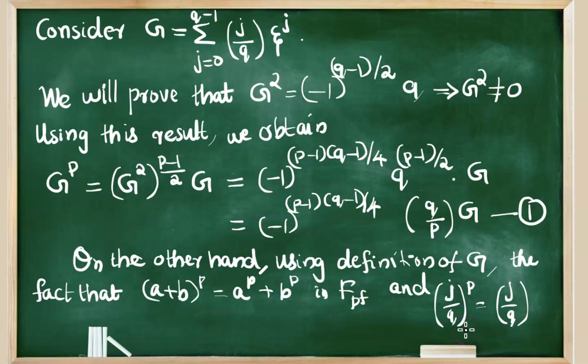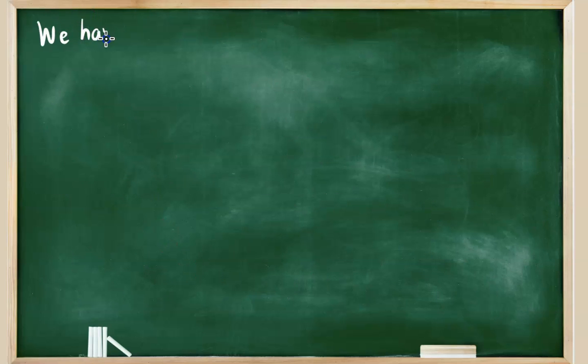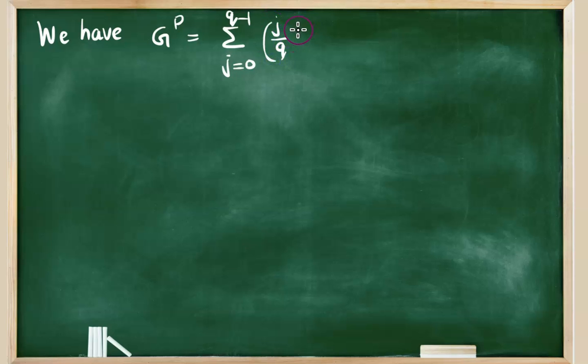Applying these results, we can calculate g raised to p in another way also. We have g raised to p, where the value of g is the summation over j varying from 0 to q minus 1 of the Legendre symbol (j/q) into theta raised to j.